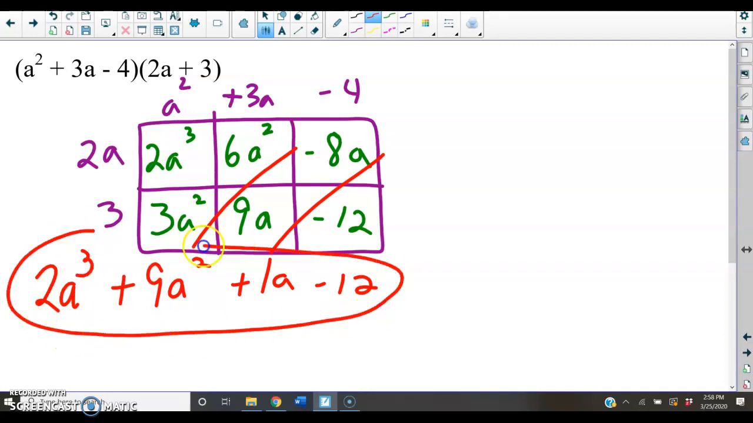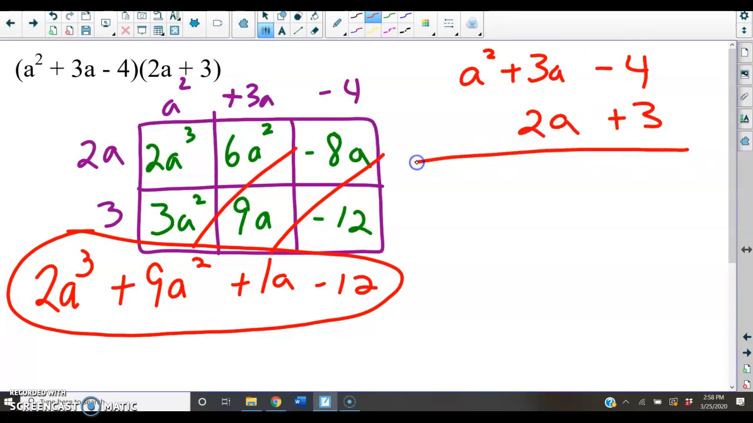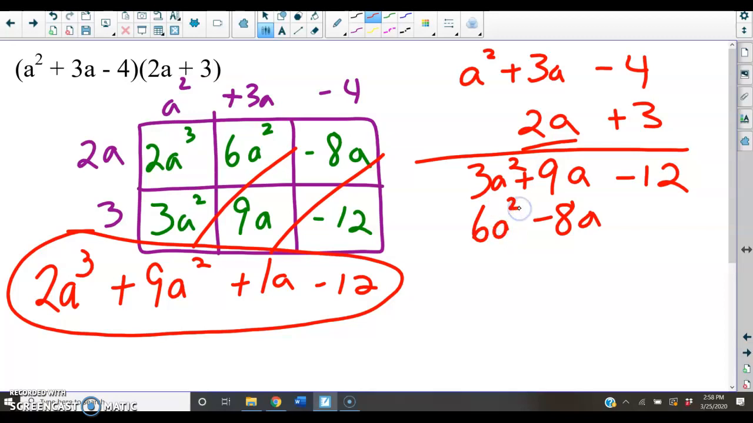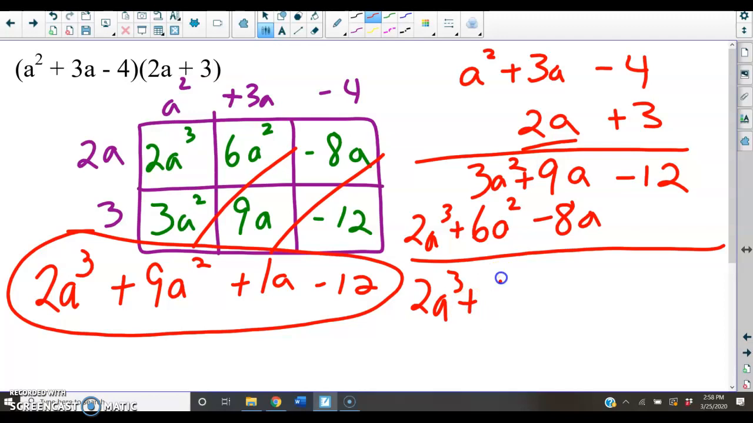And there's my product. With the vertical, and I have just about that much time. Okay, take everything times the 3, and you're going to see those same products that we just had. Now times the 2a, so that would be negative 8a. I'm putting it under the positive 9a. 6a squared, 2a cubed, and it will add to be the exact same thing. 2a cubed plus 9a squared plus 1a minus 12. See another example soon.